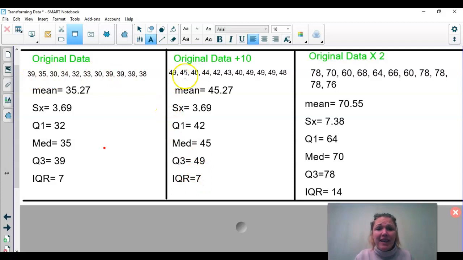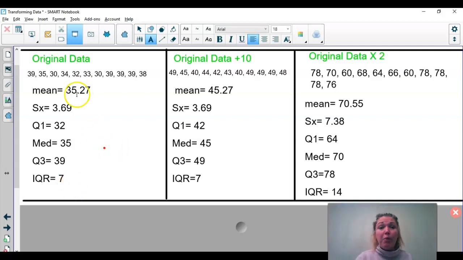So did I have to add 10 to everything? No. Now I know that everything's going to change by 10, but my measures of spread will remain the same. So instead of adding 10 to the data and rerunning it, I could have just said 35.27 plus 10. 3.69 would stay the same because it's a measure of spread. 32 plus 10, that's a measure of location. 35 plus 10, 39 plus 10, but 7 is an IQR, that's a measure of spread. That stays the same.